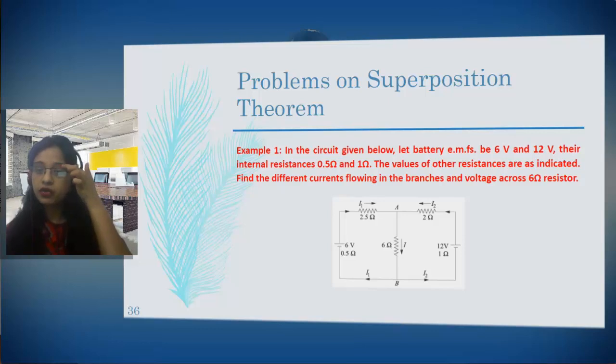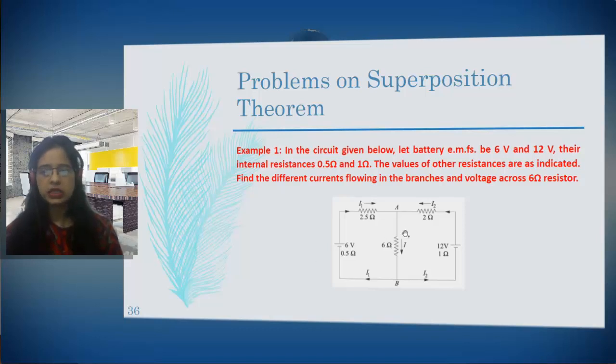Let the battery EMFs be 6 volt and 12 volt, with internal resistances of 0.5 ohm and 1 ohm. The values of the other resistances are as indicated. Find the different currents flowing in the branches and the voltage across the 6 ohm resistor. So every branch current has to be found out.